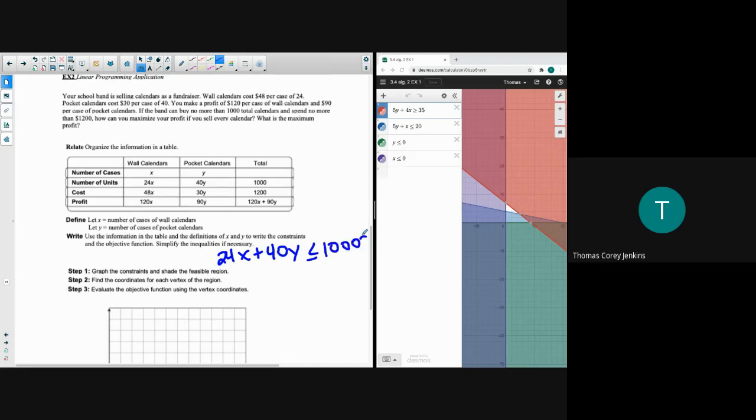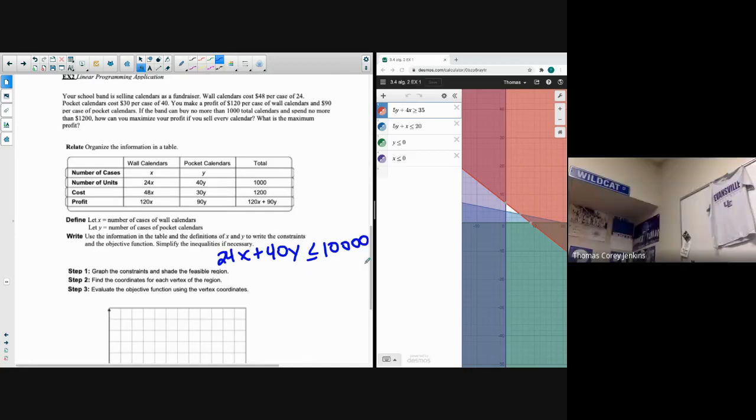All right, another one is 48x plus 30y is less than or equal to 1,200. All right, I put one too many zeros on the other one. Sorry about all this delay, guys.